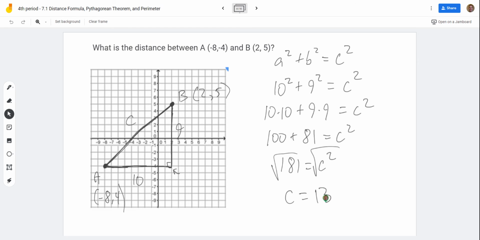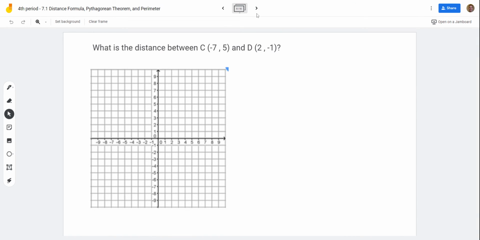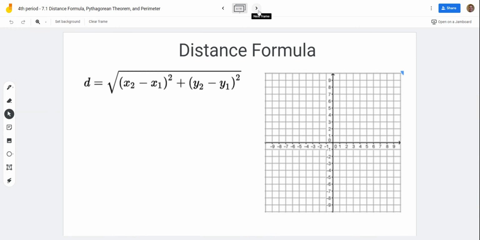So I got 13.5 if I round it. So 13.5 is the length of my hypotenuse. That's the distance between A and B. So that's how we're using Pythagorean theorem here to find distance between two points. Okay, so I'm going to skip this next one here and talk about the distance formula a little bit.